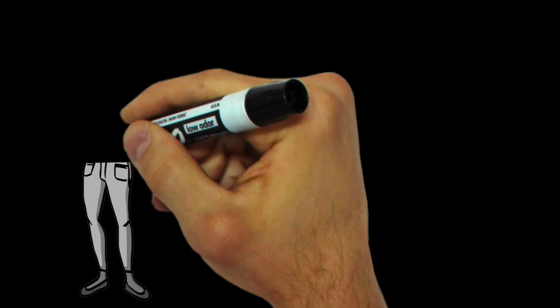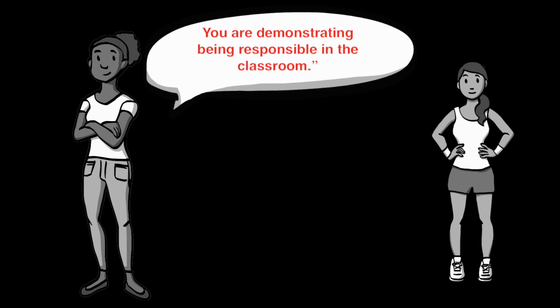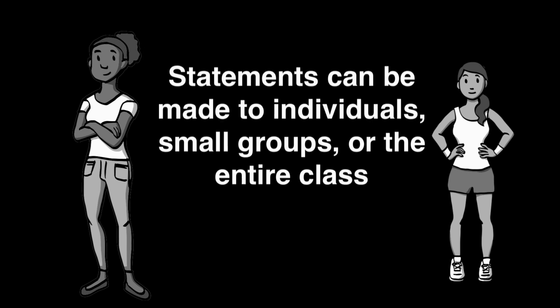This is relevant to academic skills as well as behavioral ones. Teachers can provide behavior-specific praise as it relates to the classroom expectations. For example, Maria, I appreciate how your workspace is very neat. You are demonstrating being responsible in the classroom. Teachers can and should provide these types of statements to individuals, groups of students, or the entire class.